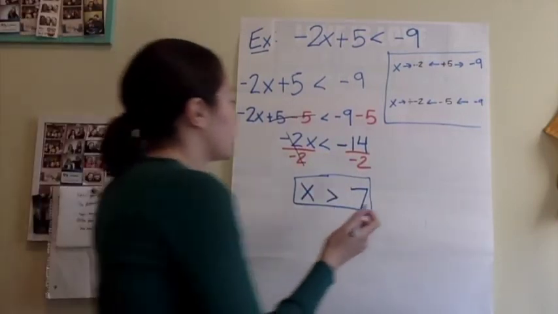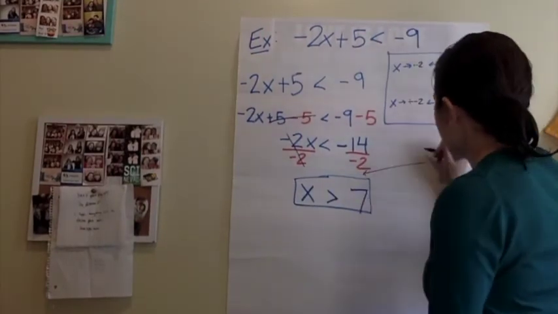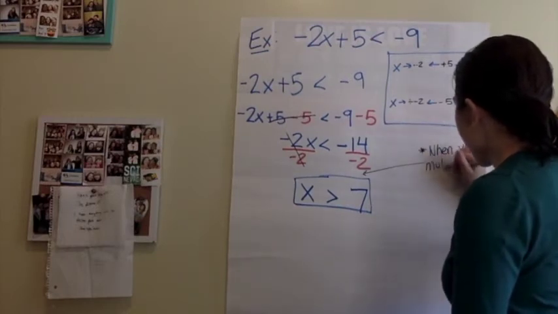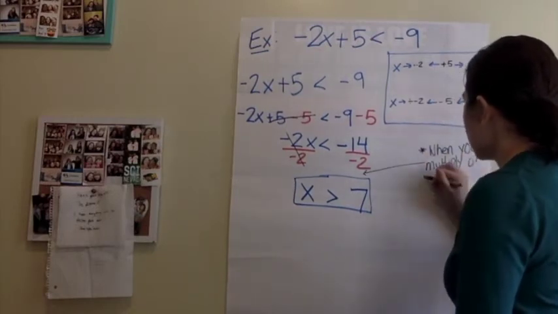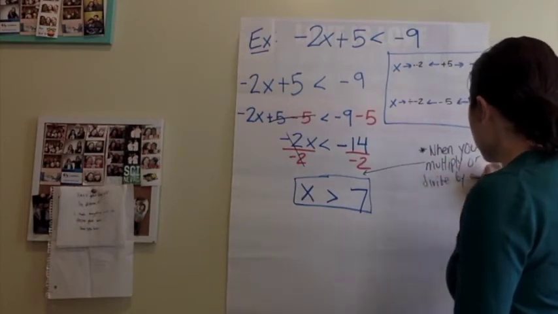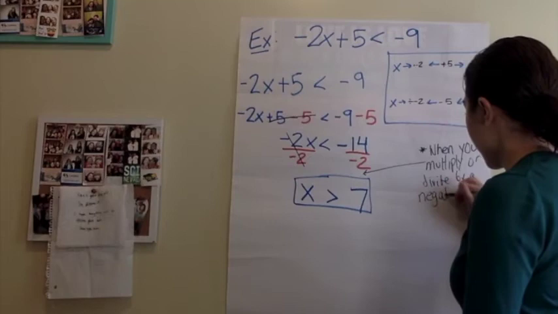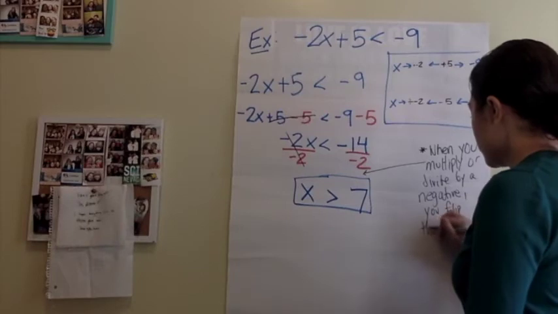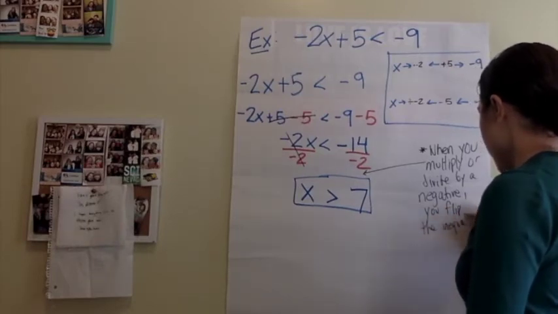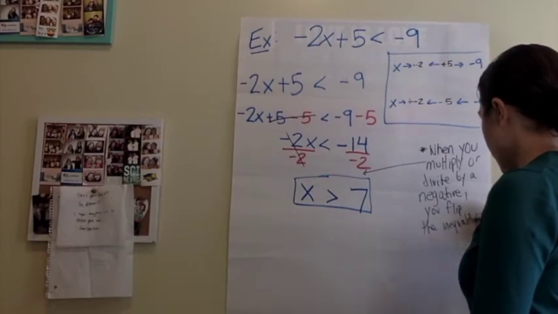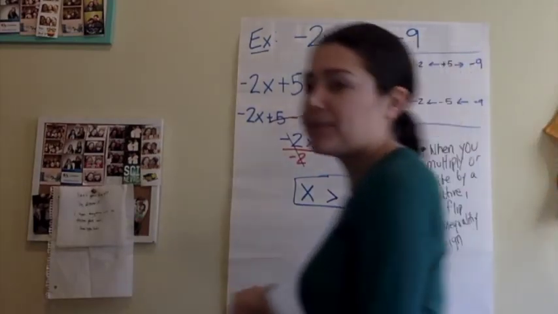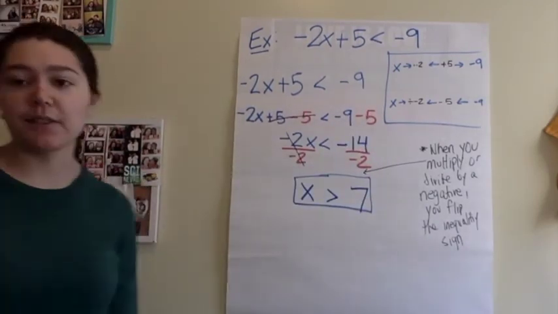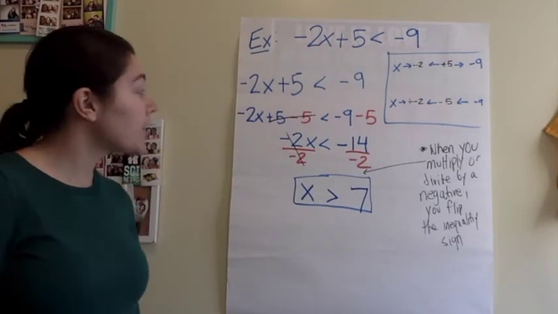Let's just add a little note for ourselves here. Remember, when you multiply or divide by a negative, you flip the inequality sign. So, as long as we remember that, that's all right. When you multiply or divide by a negative number, you're going to flip the inequality sign. Okay, so now I have my solution.